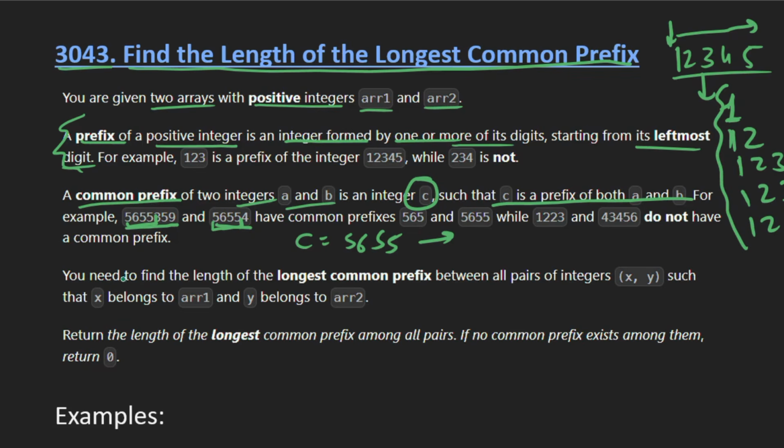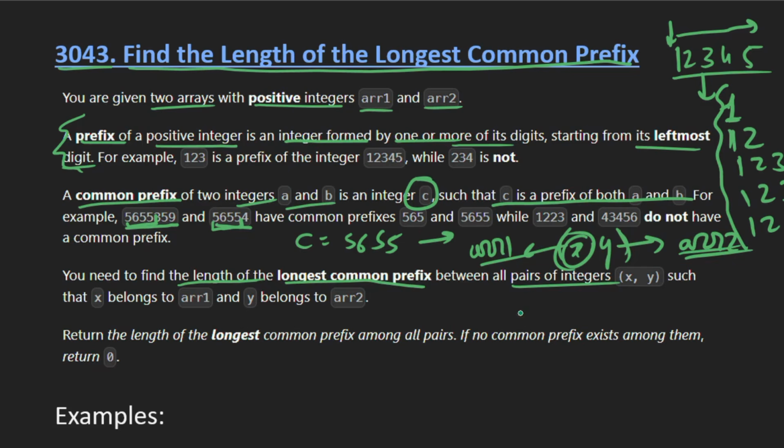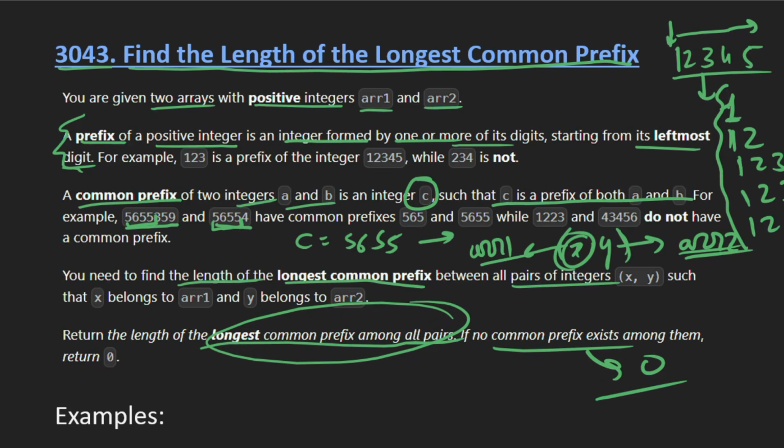And what we need to do is find the length of the longest common prefix between all the pairs x, y, such that x will be taken from array1 and y will be taken from array2, right? So both the numbers in the pair x, y should be from the two different arrays, x from array1 and y from array2, both can't be from the same array. And we have to return the length of the longest common prefix among all the pairs, right? And if no common prefix exists, then we have to return 0 as the answer.